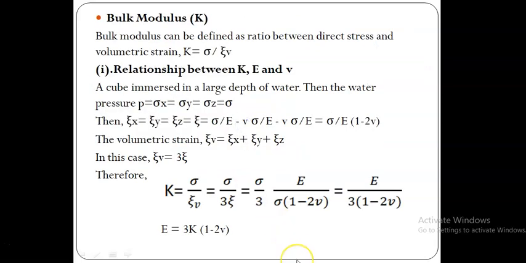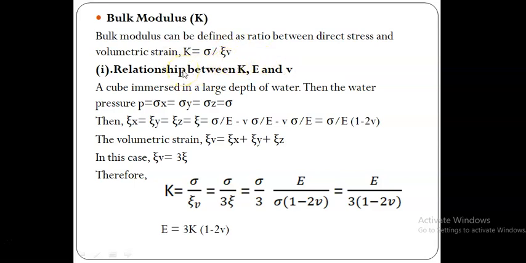So next, bulk modulus. Bulk modulus can be defined as the ratio between direct stress and volumetric strain. If an object is subjected to direct stress or linear strain, there will be direct stress sigma equal to P divided by A, and we also have to find out the volumetric strain for that object due to this uniaxial stress, from which we can find K is equal to sigma divided by epsilon V, where epsilon V is the volumetric strain.